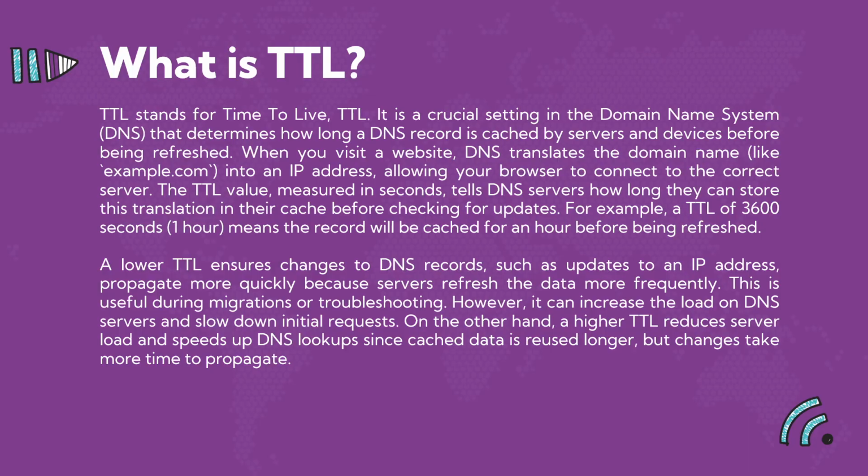A lower TTL ensures that DNS records, such as updates to an IP address, propagate more quickly because servers refresh the data more frequently. This is useful during migrations or troubleshooting. However, it can increase the load on the DNS server and slow down initial requests. On the other hand, a higher TTL reduces server load and speeds up DNS lookups since cached data is reused longer, but changes take more time to propagate. So that's basically what DNS is all about.